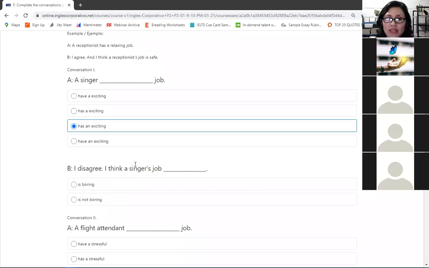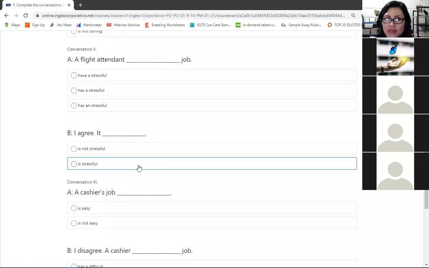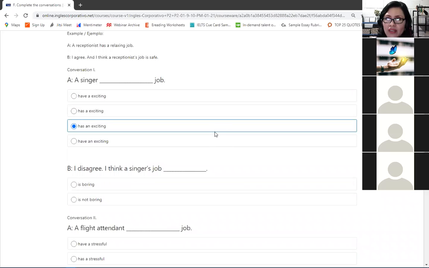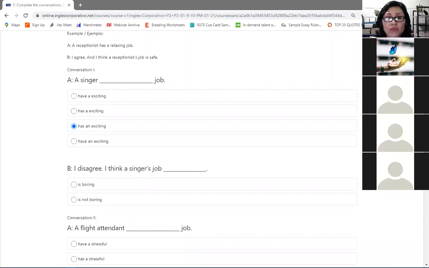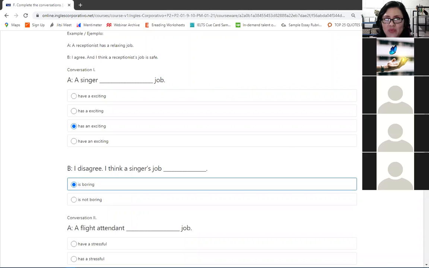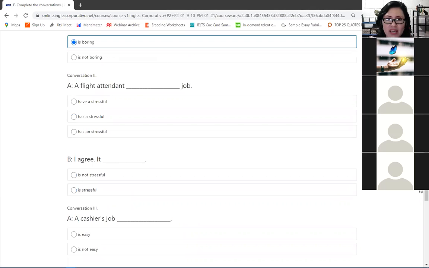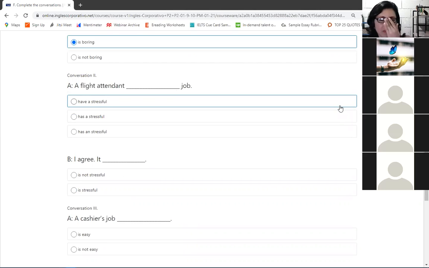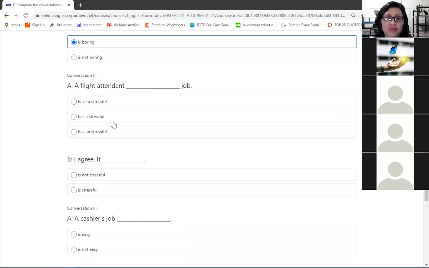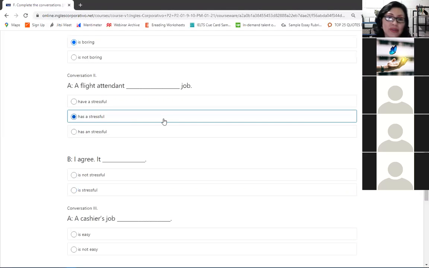Very good. What about letter B? I disagree, she says. And then it says here, give me one moment. It's boring. I think a singer's job is boring. Very good. Thank you. What about letter A? Acá abajo dice, a flight attendant what? Has a stressful job. Very good. And also we have to use has because it's the third person singular.